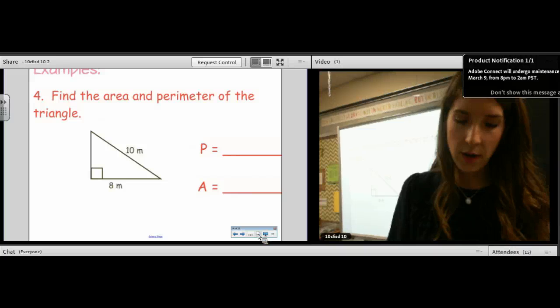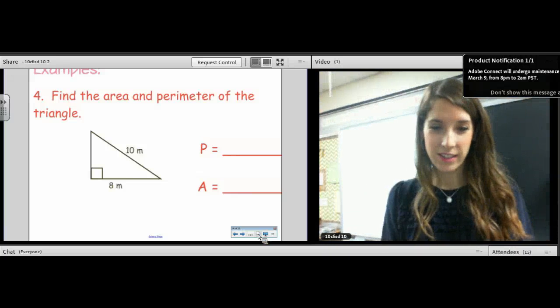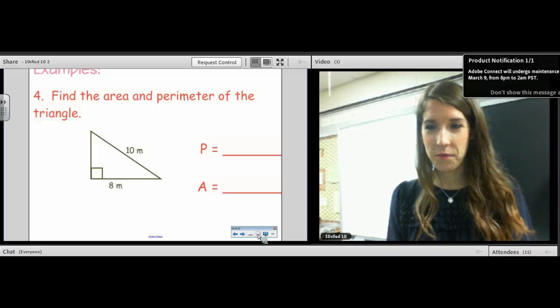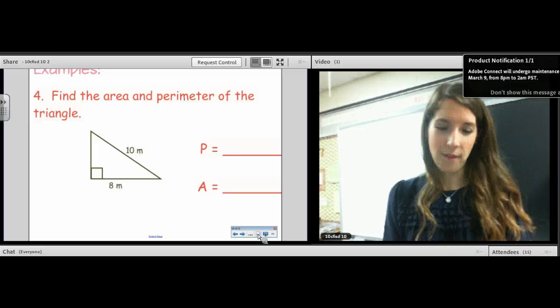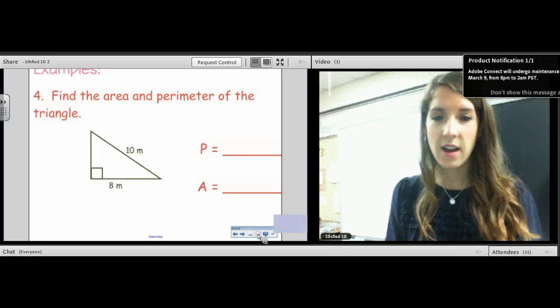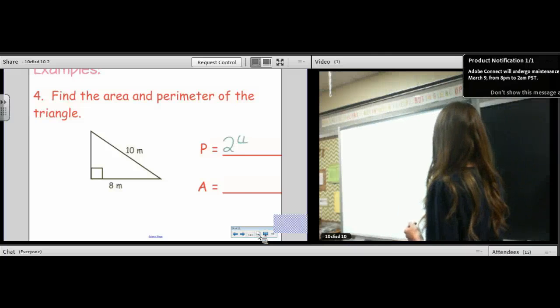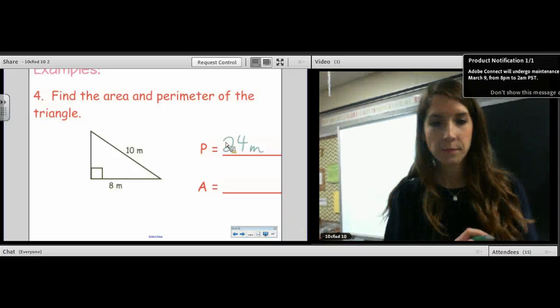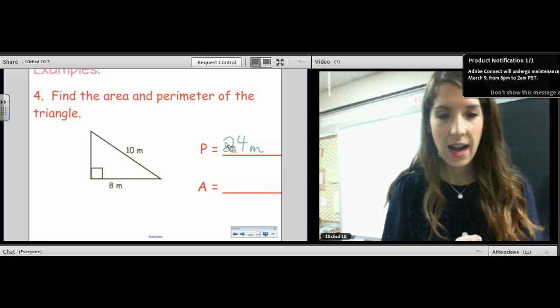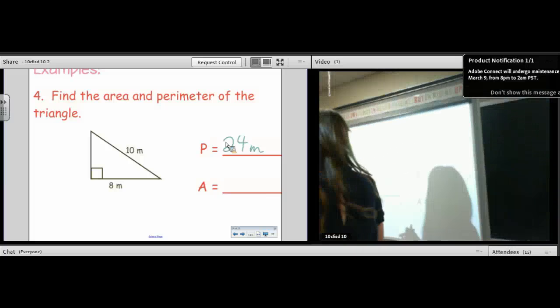Tahani, you do the perimeter, and Jenny, you do the area. We're moving on to triangles. Means we're about halfway done with the lesson, right? We're probably more than halfway. Very good, Tahani. 24 for the perimeter. 24 meters. The missing side is 6. Very good. Try that area again, Jenny.